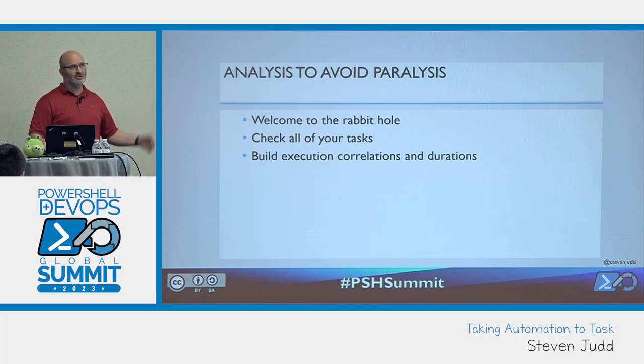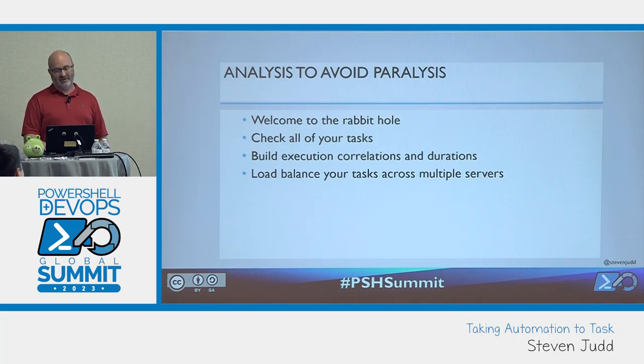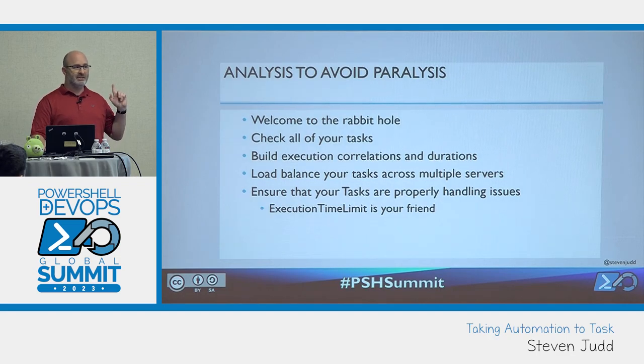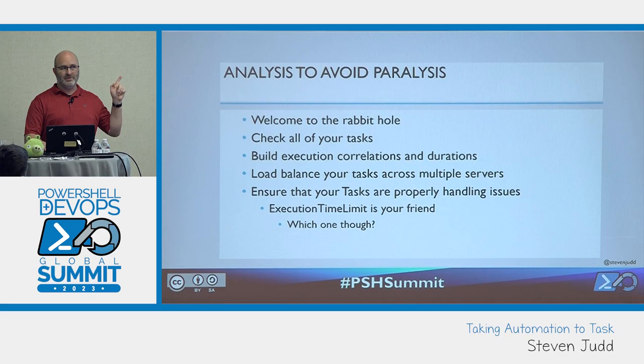Check all of your tasks. Build execution correlations and durations on your tasks. Load balance your tasks across multiple servers. Server here, server there, alternating tasks from one to the other. How do you know whether you're doing that? You need to ensure that your tasks are properly handling issues, right? This is all in the event viewer. That's why it's so important to have it turned on. And in this case, execution time limit is your friend. Which one, though? Better follow the white rabbit, Neo.